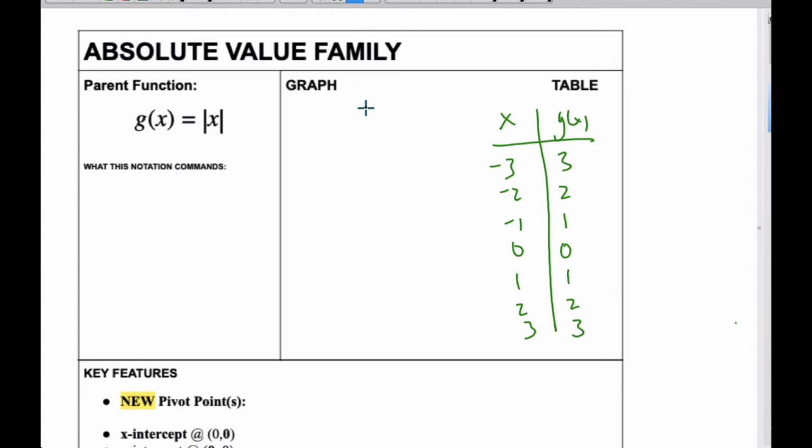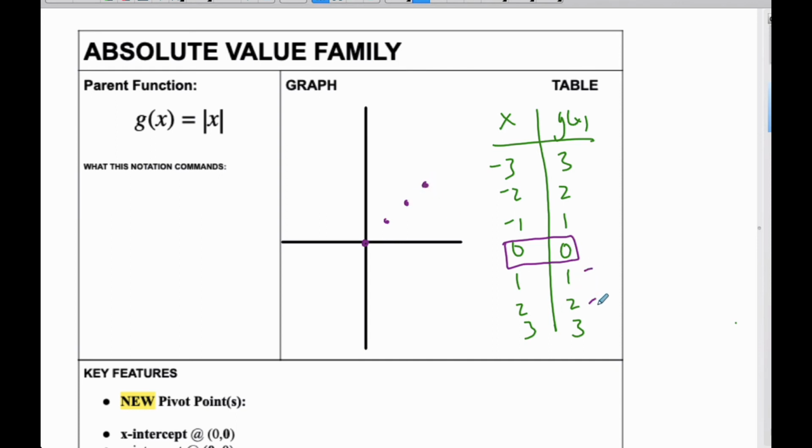Then if I come along and make my graph of that, I start here at 0, 0, then 1, 1, then 2, 2, and 3, 3. Then I go negative 1, 1, negative 2, 2, negative 3, 3. And what I get is this nice V shape.